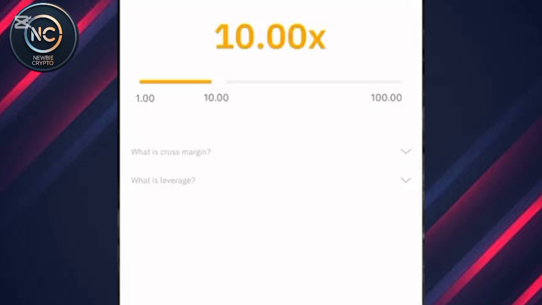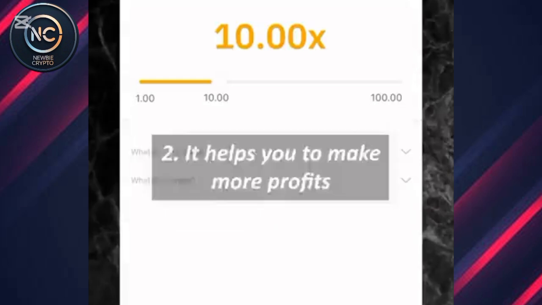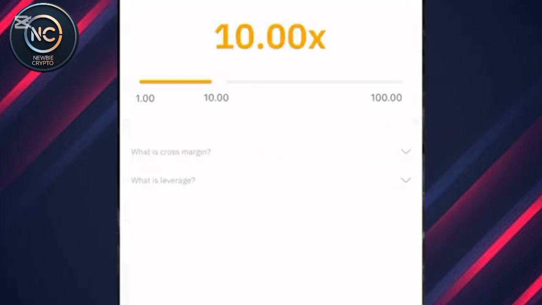Now the second advantage of leverage is that it helps you to make more profit, which is where I want you to pay attention. It helps you to make more profit. Now let's say for example you are going into this trade with 10x leverage, and remember we are trading ETH USDT. Now let's say for example the price of ETH moves up by 1% on the chart, just 1%.